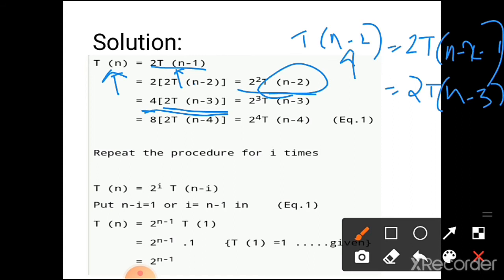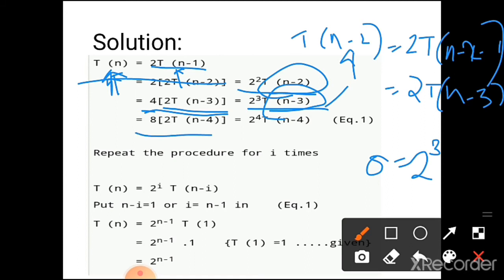Then 4 into 2, that is 8. 8 can be represented as 2 raised to 3. So 2 raised to 3 t(n minus 3). Then the next step, that is t of n minus 3. Again, wherever n appears, we substitute n minus 3. Then the equation becomes 2t(n minus 4). So here it is 8 times 2t(n minus 4), which becomes 2 raised to 4 t(n minus 4).